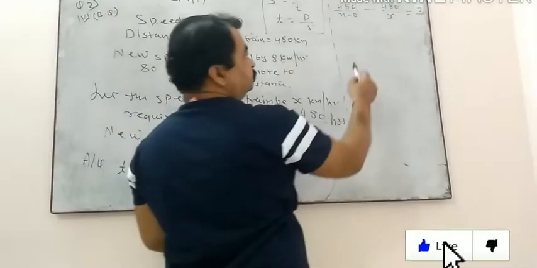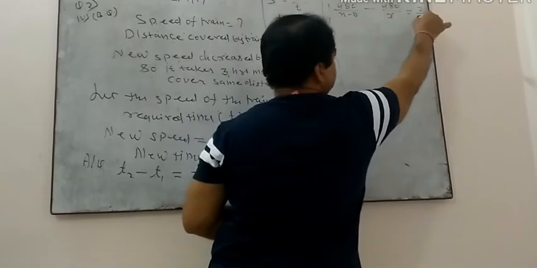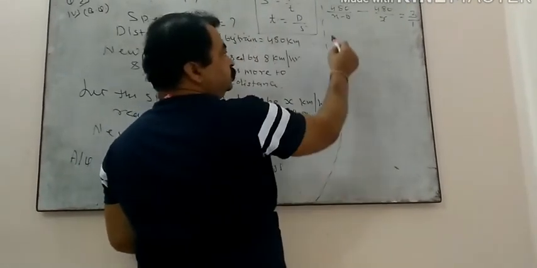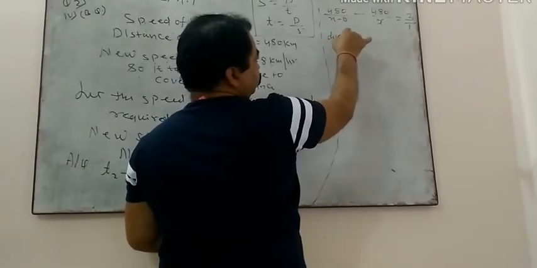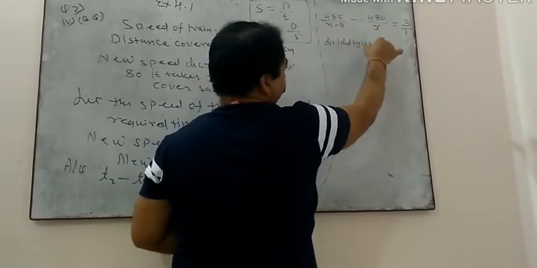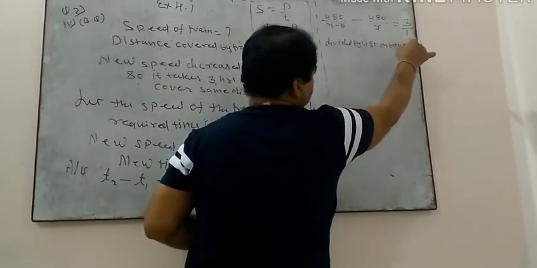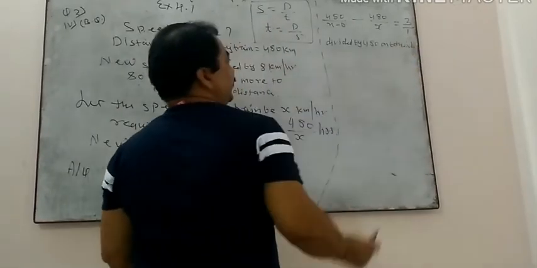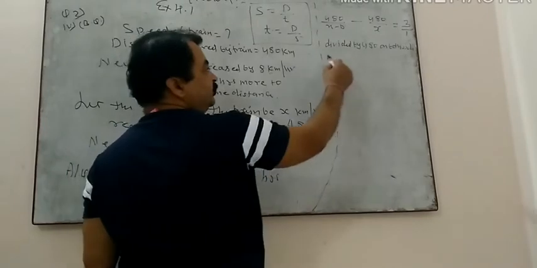See, first of all, here 480 is common in the first term and the second term also. Take this as 3 upon 1. Right? So what do you do? You divide by 480 on both sides. You can do the calculation directly also, right? But the calculation becomes a little complicated and time consuming. So better we remove the common part.